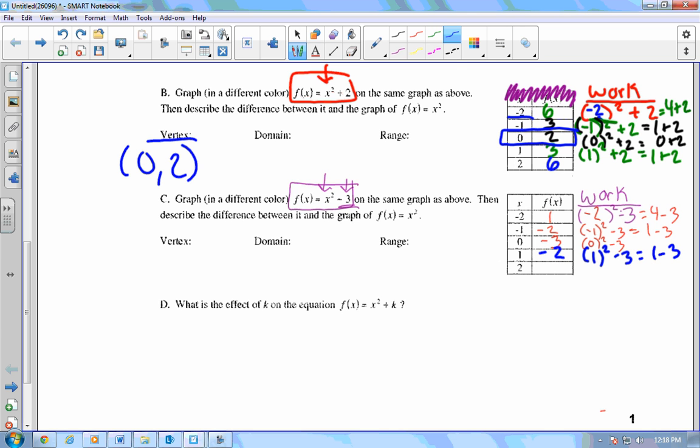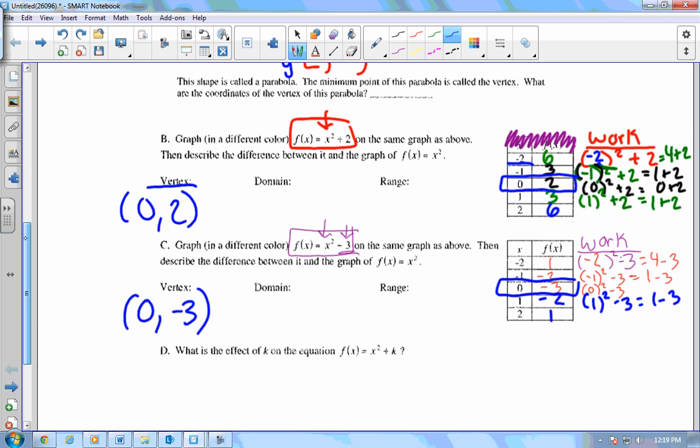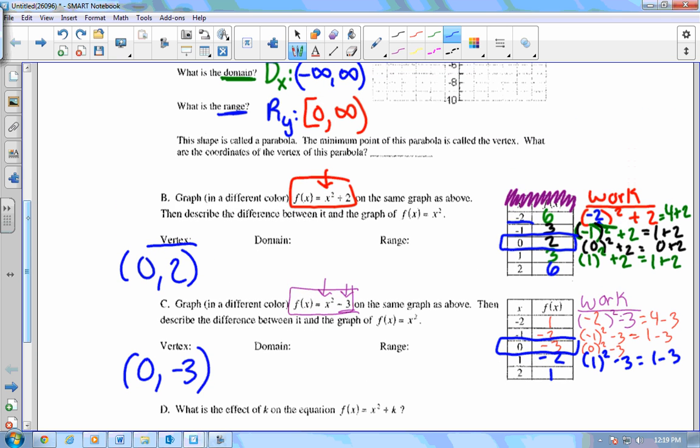Oh, you have a repeat? So this guy right here between the repeat is called your vertex. So go over here and write 0, comma, negative 3. And then we can just use symmetry, so that has to be 1. Pick your other colored pencil. I'm going to choose red.